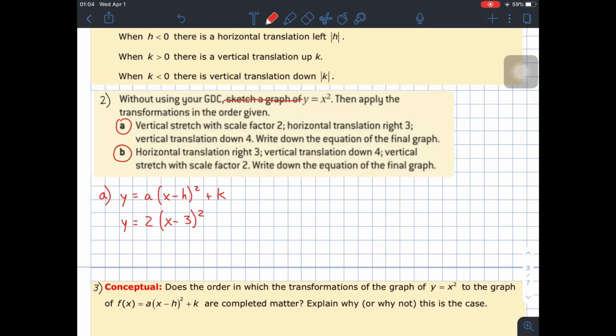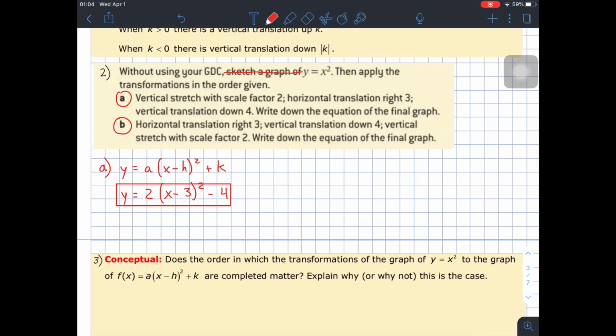So this is correct. And then it says vertical translation down 4 units. As it says down 4 units, the value of k should be negative 4, okay? We're moving down, so minus 4. This would be the equation of this graph, okay? If you graph this, maybe you can try this on your own using the calculator, you would get a graph that is translated 3 units to the right, shifted vertically 4 units down, and stretched vertically by a scale factor of 2.